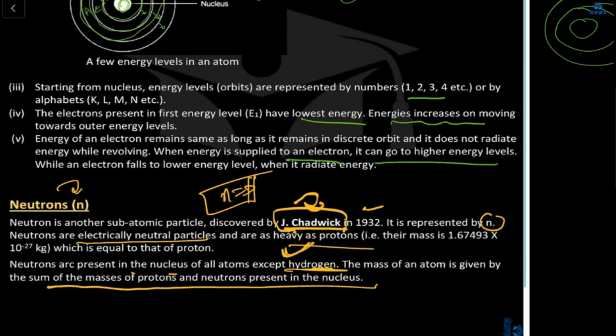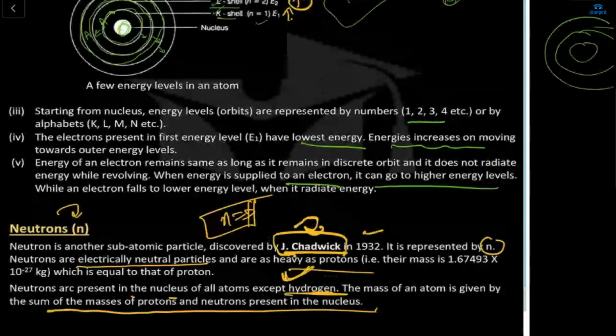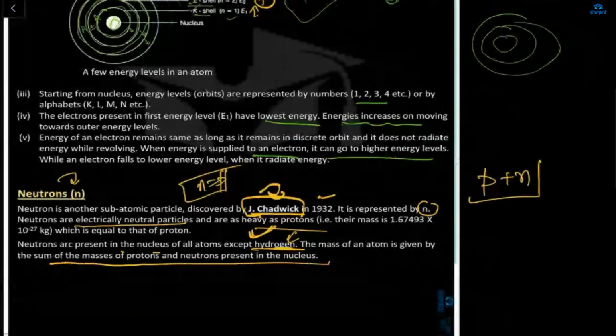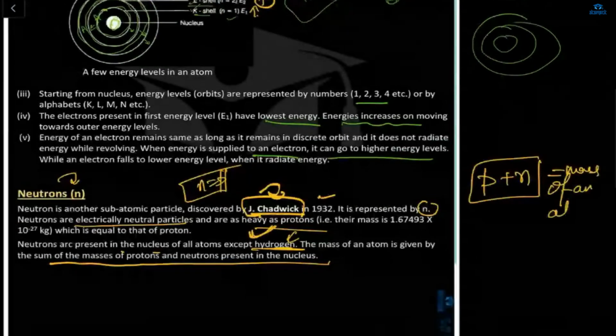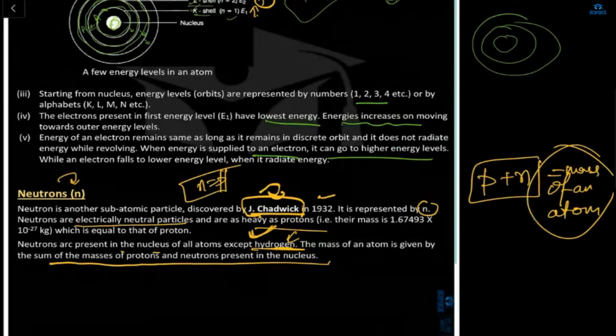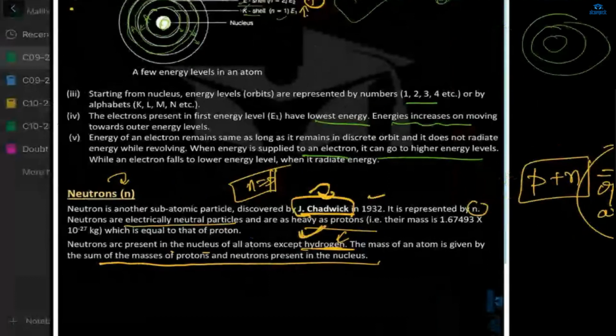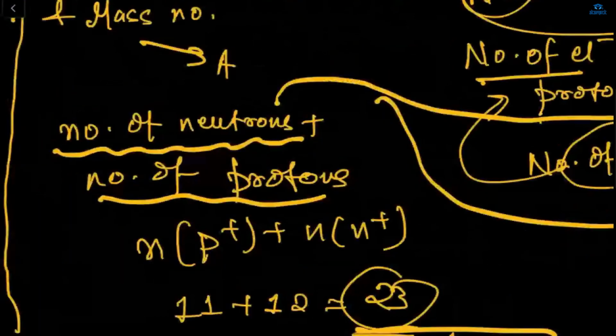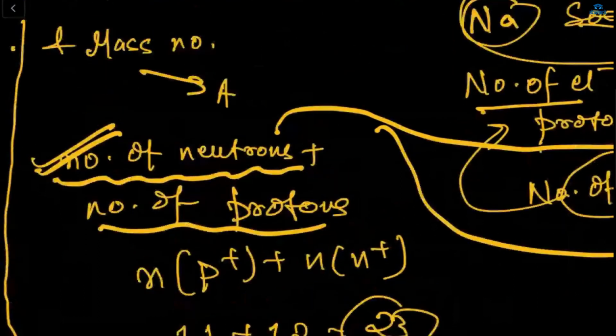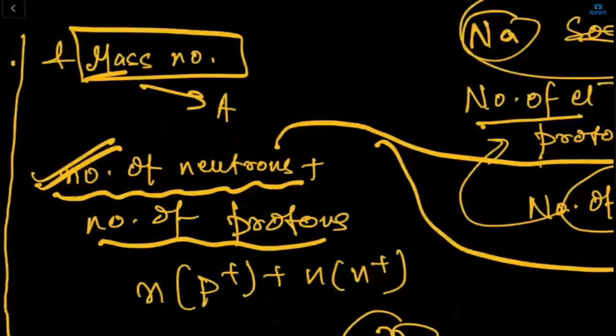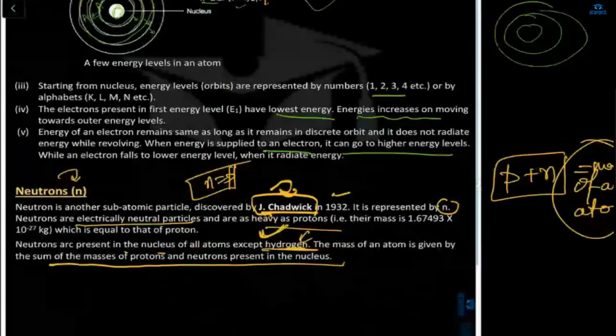Neutrons are present in the nucleus of all atoms except hydrogen, and the mass of an atom is given by the sum of the mass of protons and neutrons. This sum, mass of proton plus mass of neutron, is the mass number. So how do we find the mass number? We basically add the number of neutrons and the number of protons. So this part is clear.